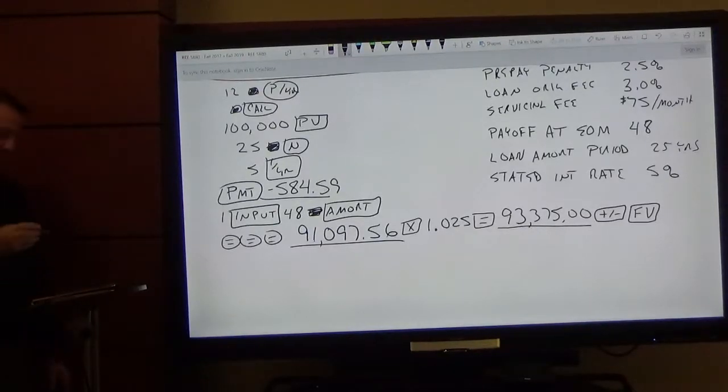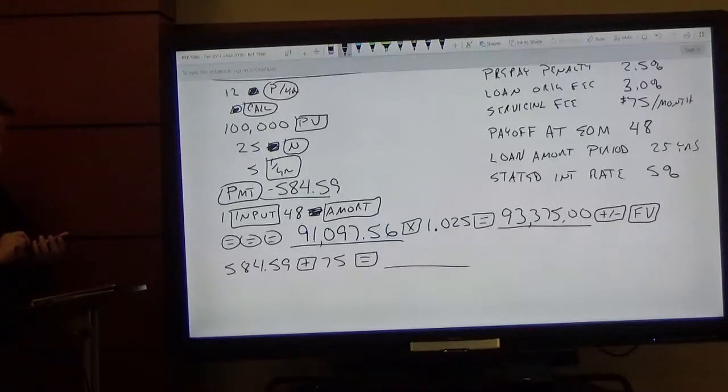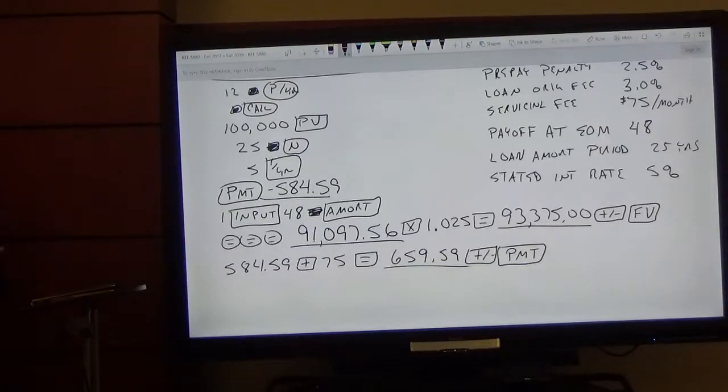Next step is we're going to add on $75 a month to our monthly payment for the servicing fee. So what you're going to do, just type in 584.59, just pulling down from up here, plus 75 equals, get that amount. Don't clear everything out, just follow what I'm doing. So we get 659.59. We're going to put that in as a negative payment amount.